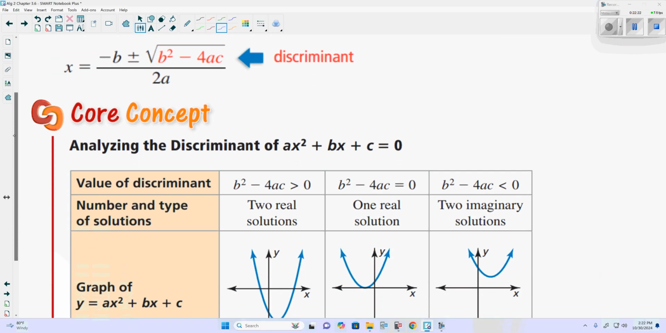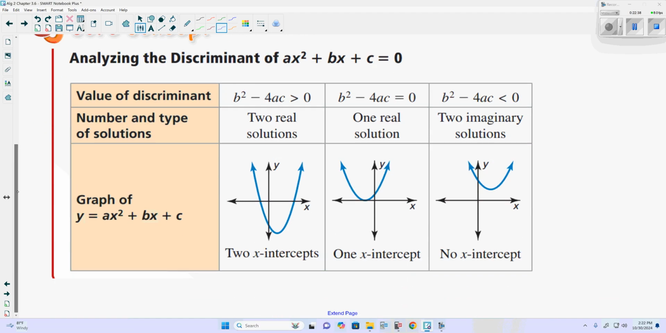Analyzing the discriminant. Now, the discriminant specifically is this, b squared minus 4ac. You do not have to write all this down. The main key thing, let's get a highlighter, is this part here, because the discriminant is going to have one of 3 things. It's either going to be greater than 0, equal to 0, or less than 0.